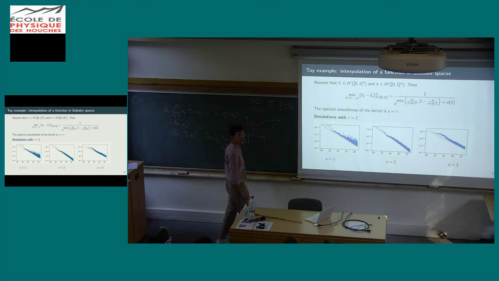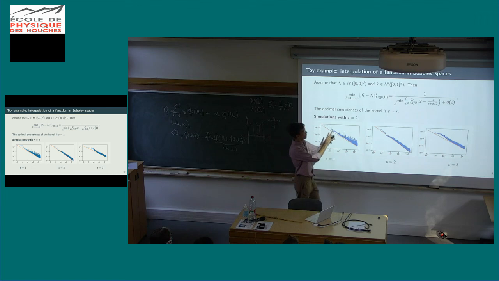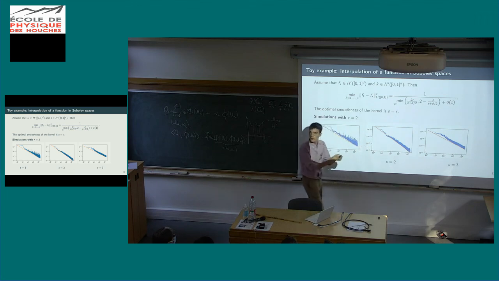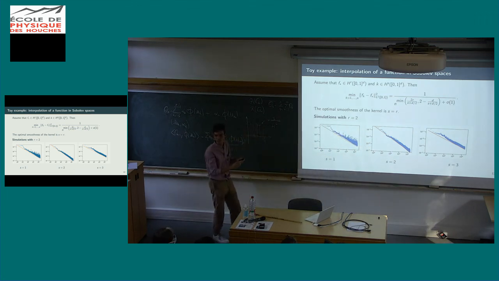There's also a dependence on the dimensions. But in the trade-off, in the optimality, it cancels out. Maybe you can do it by like this, but it happens to cancel out perfectly. So the dimension doesn't appear in the optimal choice of the kernel.